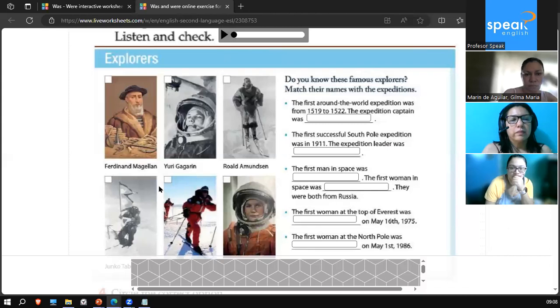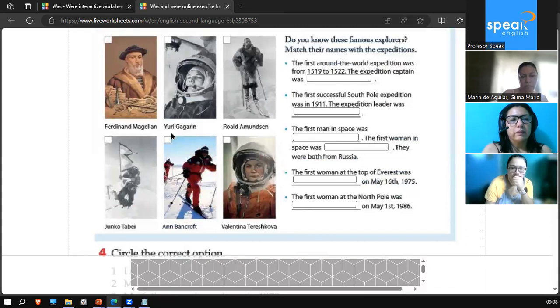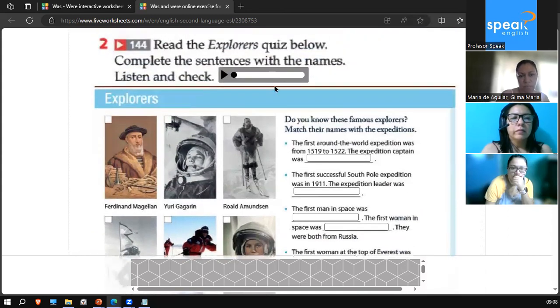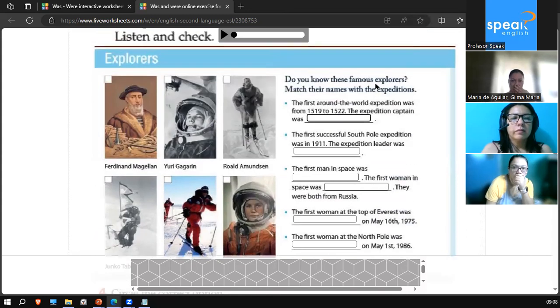Escuchen primero, ¿verdad? Tenemos ahí a Ferdinand Magellan, a Yuri, I don't know how to pronounce this last name, parece ruso, Gagarin, Roald Amundsen, Junko, I don't know how to pronounce that, right? And we have several explorers. And here we have some sentences. So what you have to do is to listen to the different facts from the listening. And then you're going to answer here, right? You're going to add the name. Van a agregar el nombre, okay?